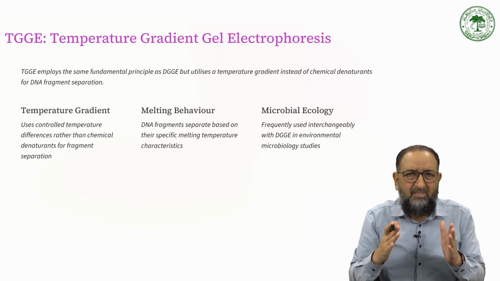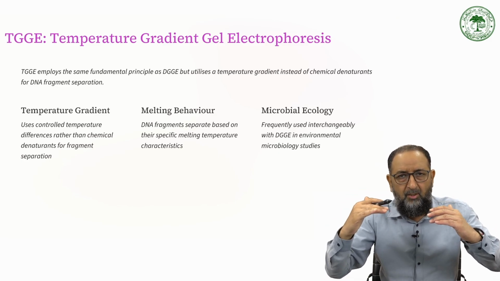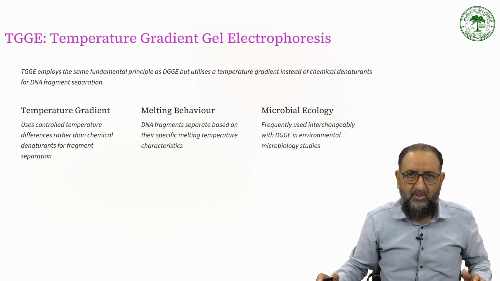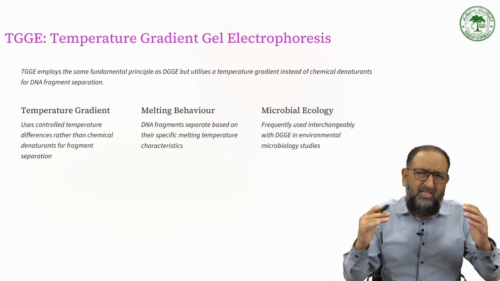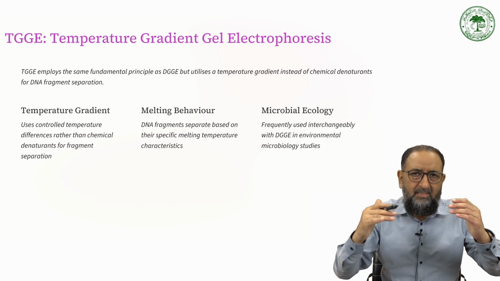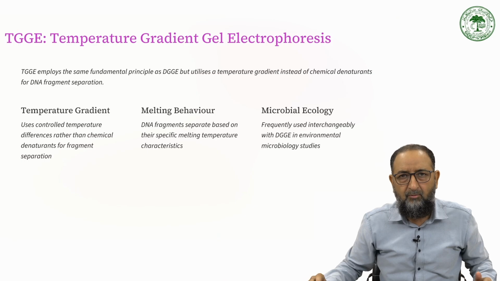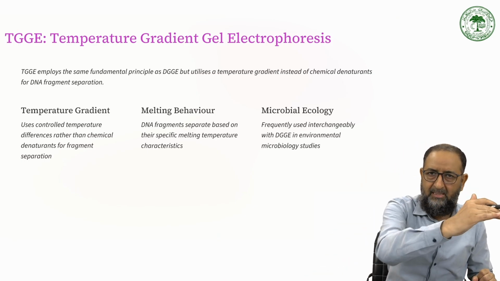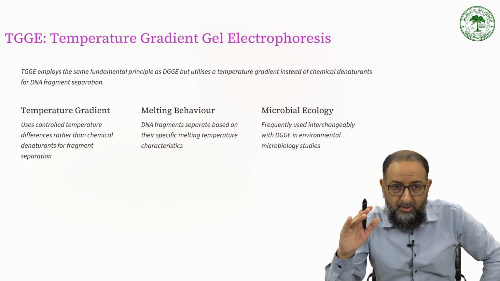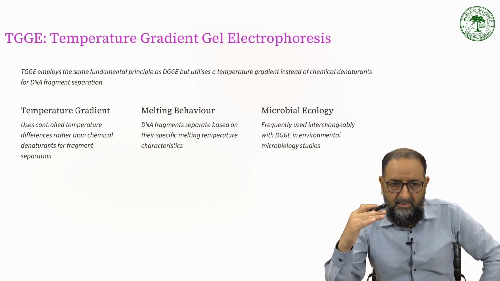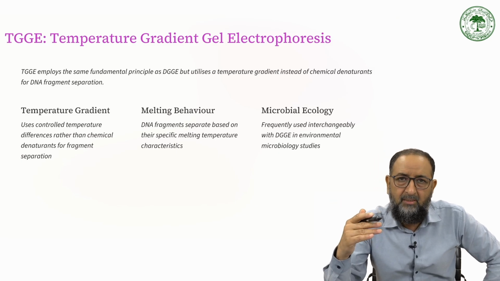So gradients in the temperature will again provide a certain precise point variation in the two different genomes to denature. So this is the purpose. The whole principle is based on the same idea. Once you differentiate these two, then you can easily differentiate on the banding pattern. And this banding pattern will tell you, okay, this is one type, this is second type, this is third type, and so on. So temperature gradient means it uses controlled temperature difference, like in gradients, rather than chemical denaturation. In the other method, we used the chemical; here we use temperature.